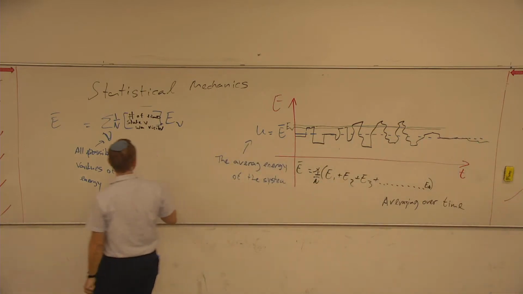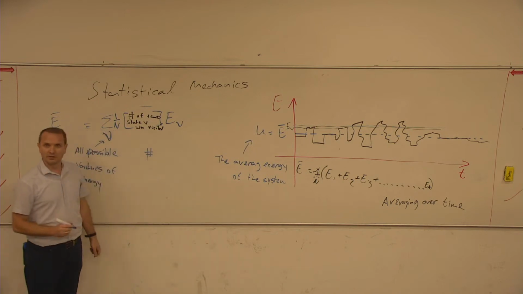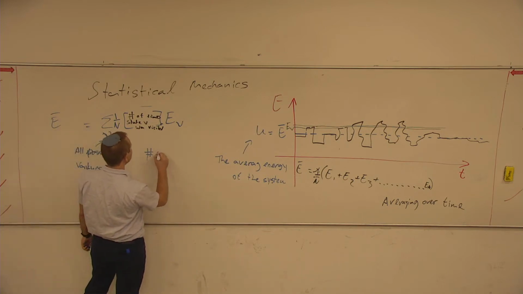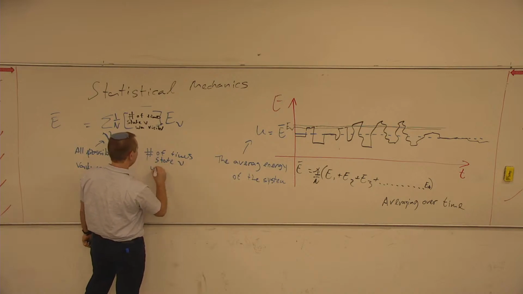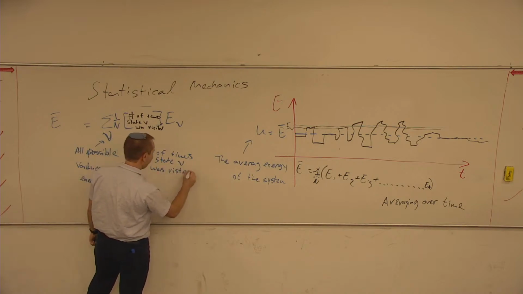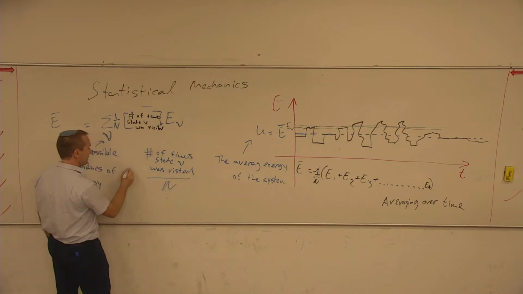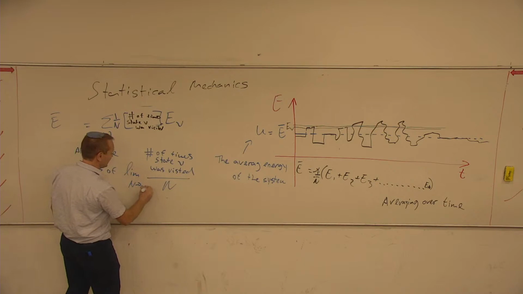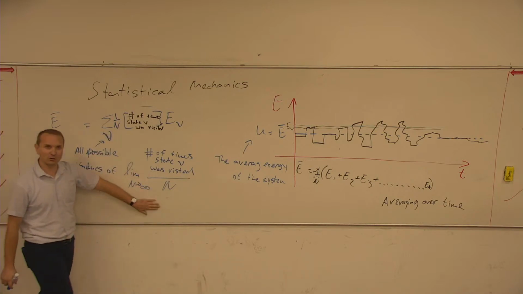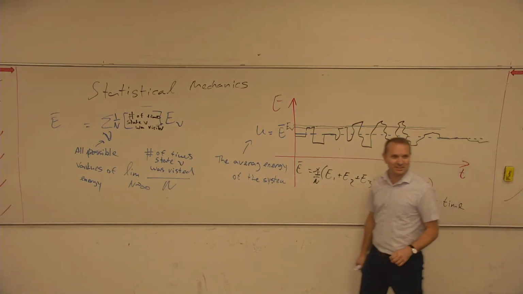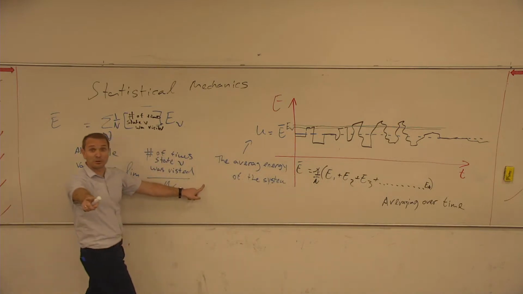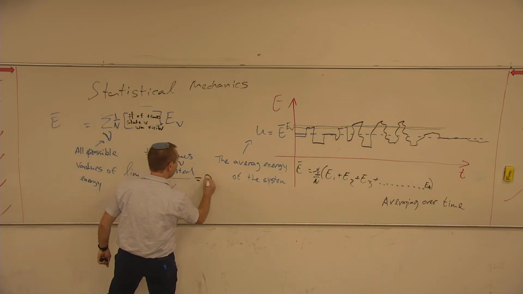Now, what do you remember from statistics class about the number of times state nu was visited, divided by n, in the limit of n going to infinity? What is this? Okay, you studied this. The law of large numbers, right? So this is exactly the probability. You're completely right. This is the probability P nu.